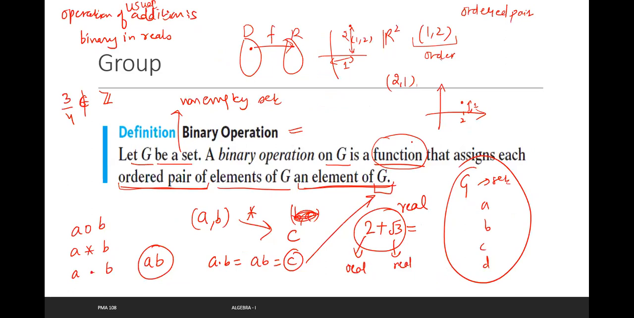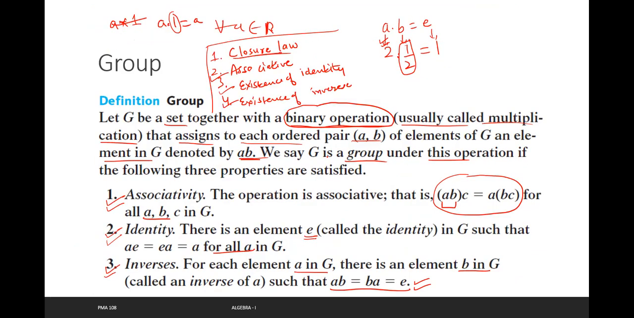सो binary operation का जो मैंने meaning बताया था उसमें ये लिखा था कि वो उसी set में ही map होना चाहिए. That is the meaning of closure, that a dot b should belong to G for all a, b belonging to G. This is the meaning of closure.